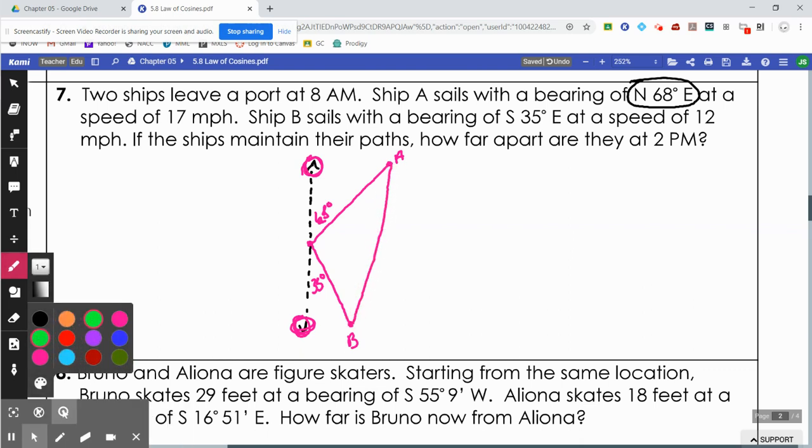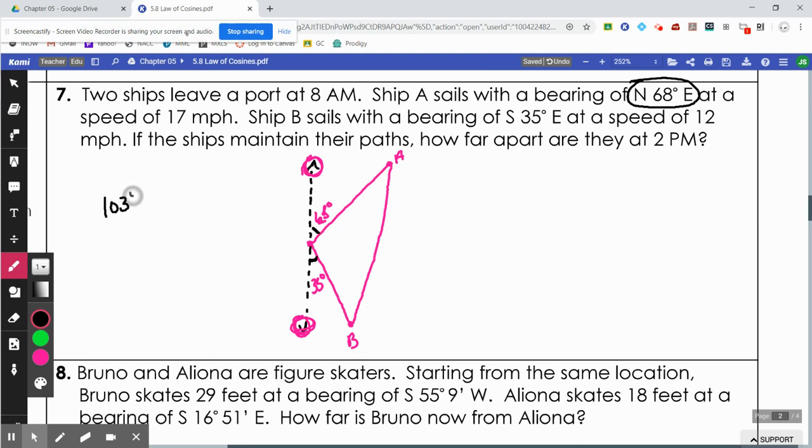Okay, first thing we got to do is some little basic math. First off, if this is a 35-degree angle and this is a 68-degree angle, if you add that together, that gives you a 103-degree angle. So that means that this angle inside of here would have to be a 77-degree angle. Those three angles will have to add up to 180.